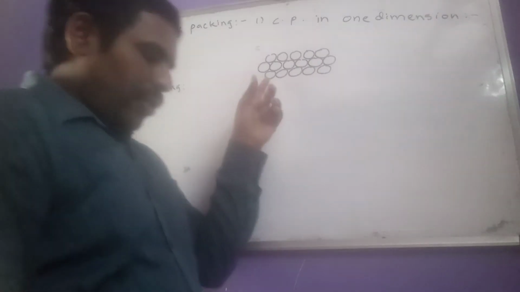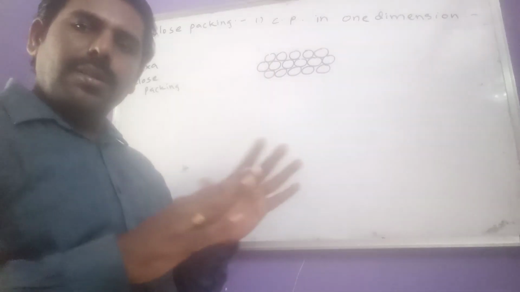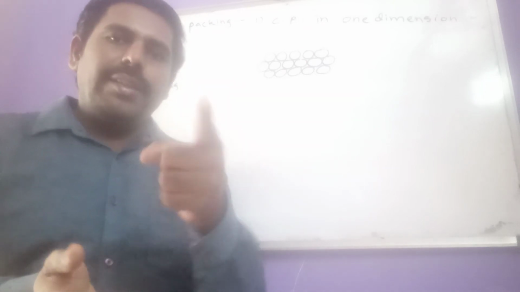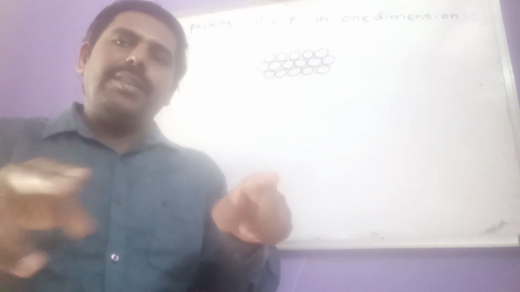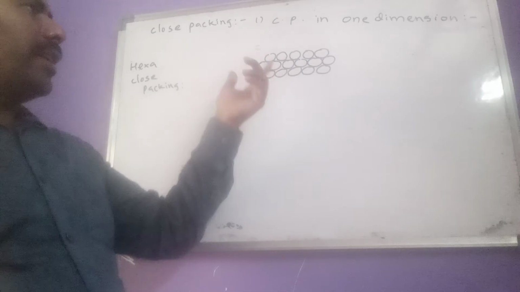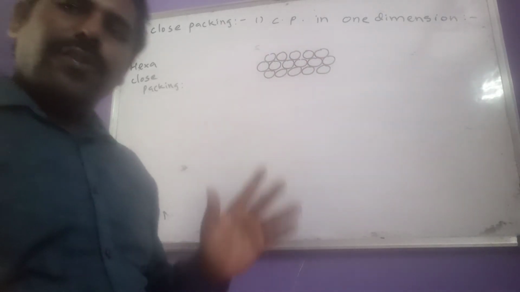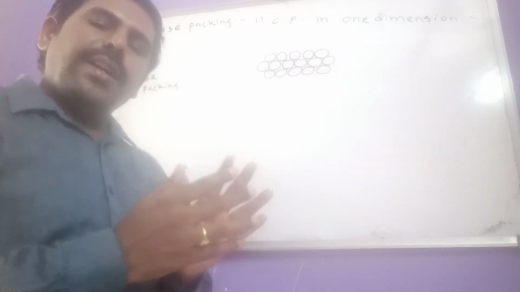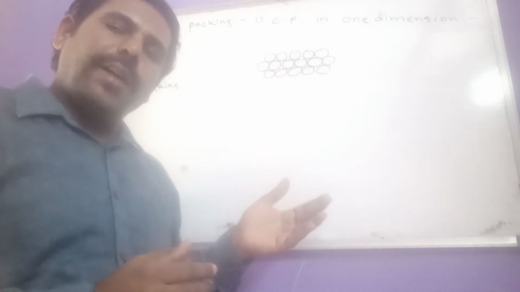So here, don't think this is the bottom layer, this is the middle layer, this is the top layer. Don't think like that. These are just adjacent layers like this. This is first layer, this is second layer, this is third layer, like that, adjacent to one another. So now here, the second layer spheres are placed in the depressions of the first layer, and the third layer is also placed in the depressions of the second layer. So if the arrangement is done in this way, that leads to the formation of hexagonal close packing.